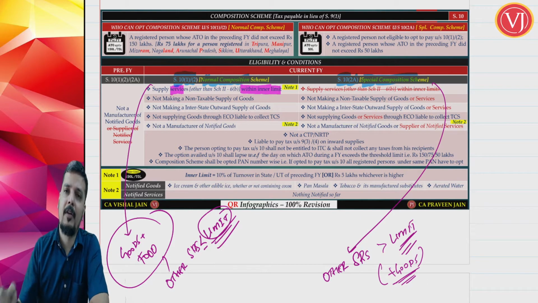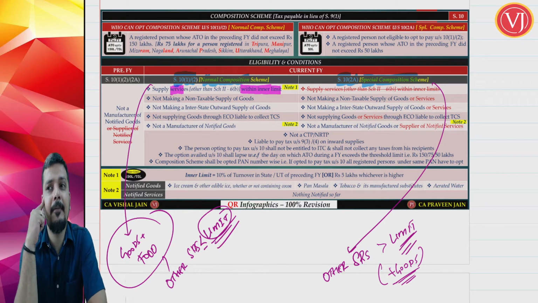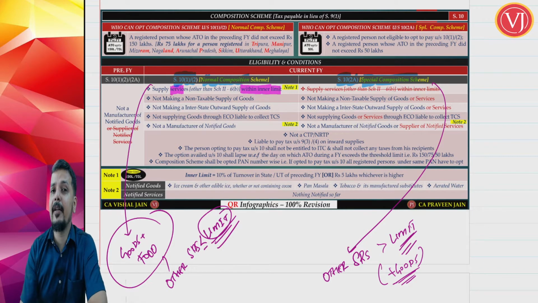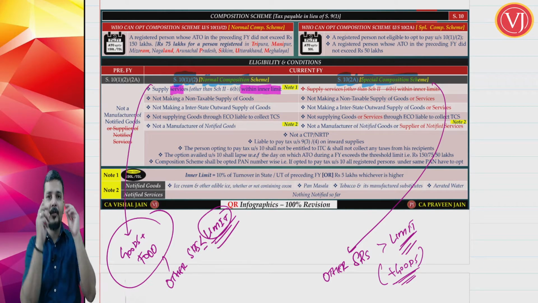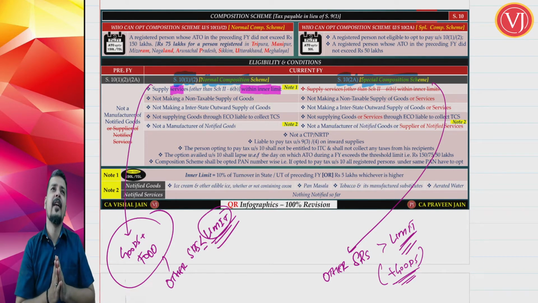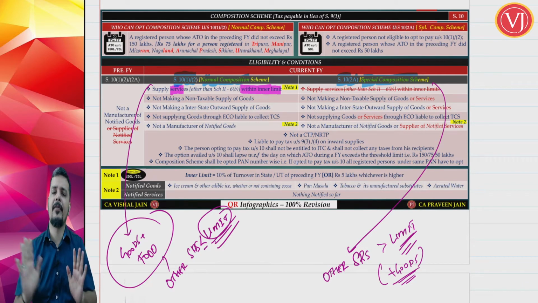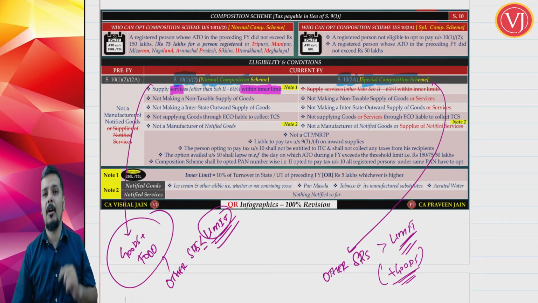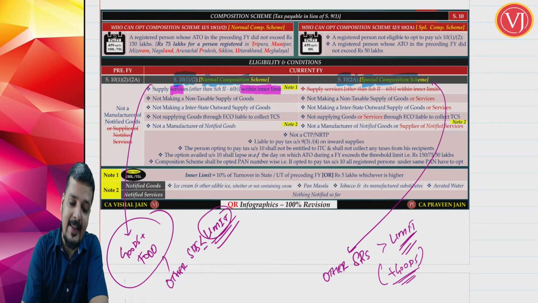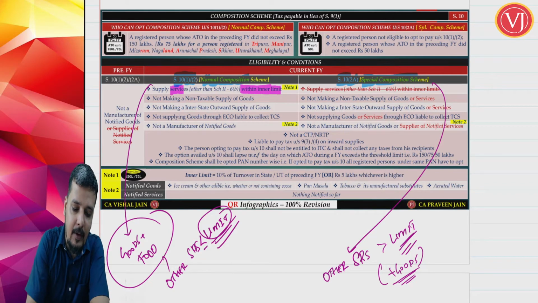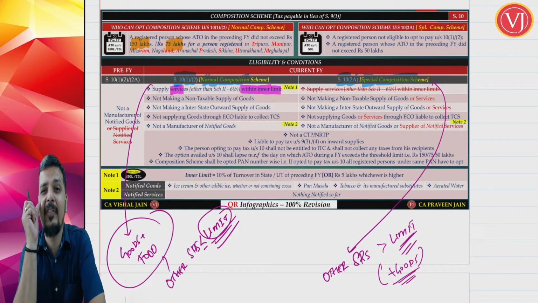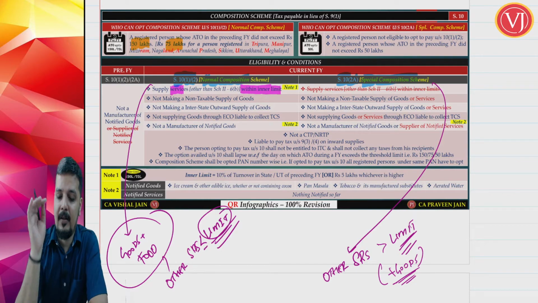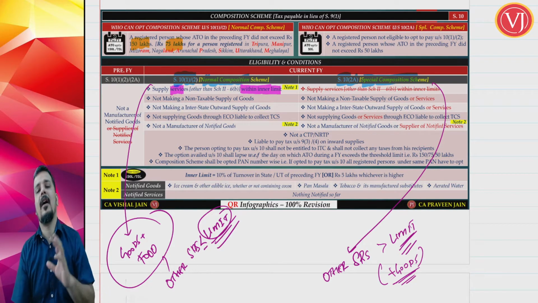Now, when you talk about the normal composition scheme, friends, you have to understand the limit is 150 lakhs, 75 lakhs. Normal composition scheme, 150 lakhs, 75 lakhs. Special composition scheme, it is very simple, 50 lakhs. But for the normal composition scheme, the limit is either 150 lakhs or 75 lakhs. Now friends, 75 lakhs is for whom? 75 lakhs is for a particular set of states.